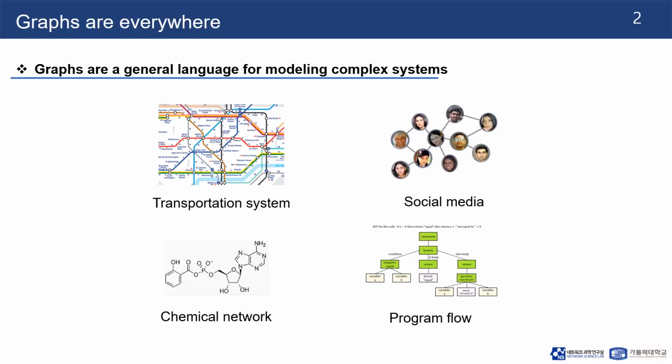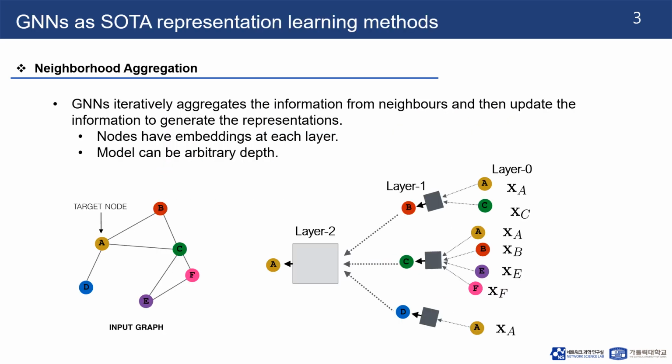Graphs are everywhere. We can see graphs in transportation systems, social media, chemical networks and programs, and graphs are a general language for modeling complex systems. Over the years, GNNs have become state-of-the-art representation learning methods. GNNs iteratively aggregate the information from the neighbors and then update the information to generate the representations. And nodes have embeddings at each layer.